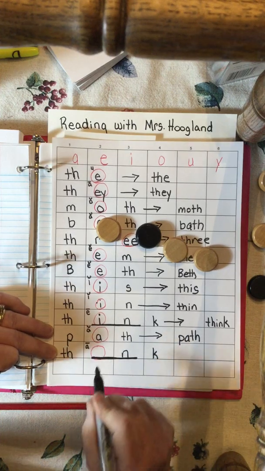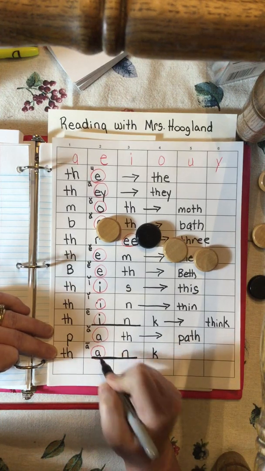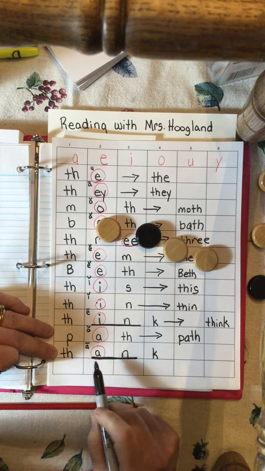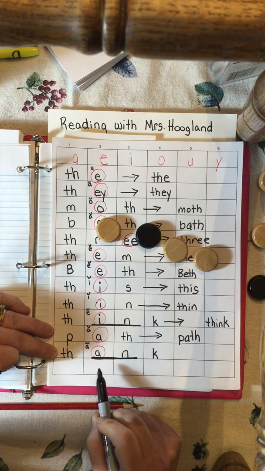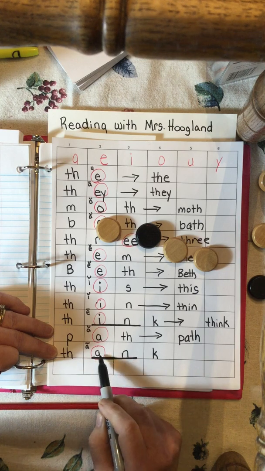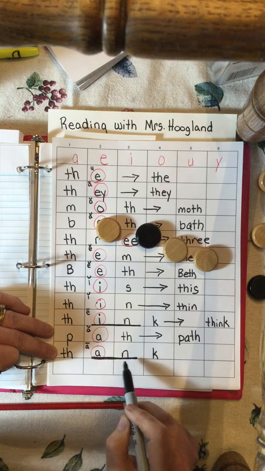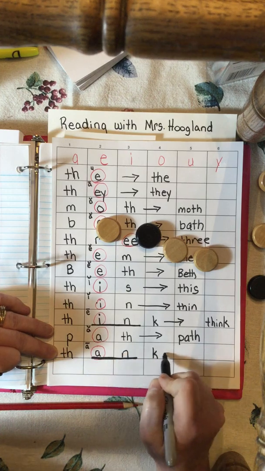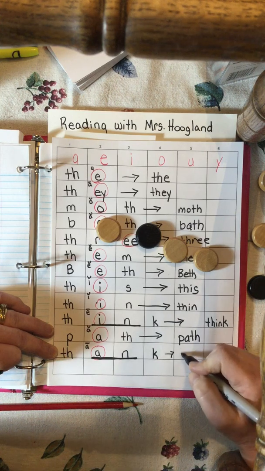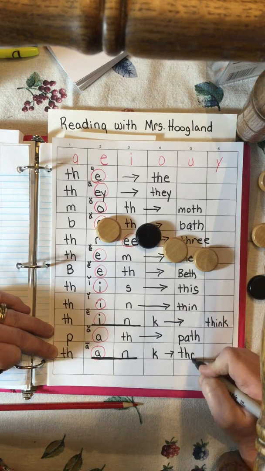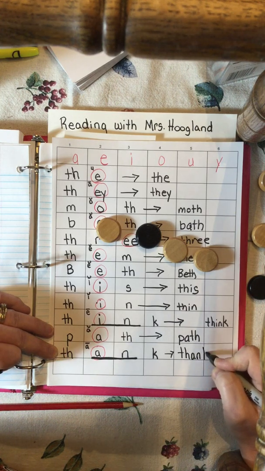Thank, it is an A. If you were to actually use it as a closed syllable, it would be thank. That's not a word. So now we have to say, what's another sound that A says? A, nk, thank. Ready? We're going to sound it out. A, nk. What's the word? Thank. Like thank you very much.